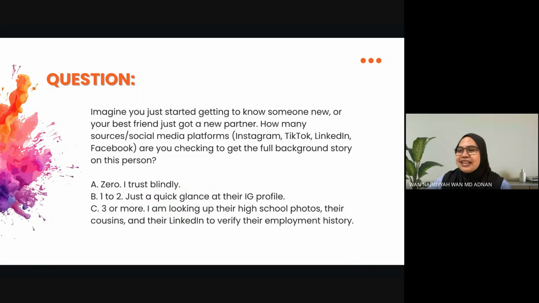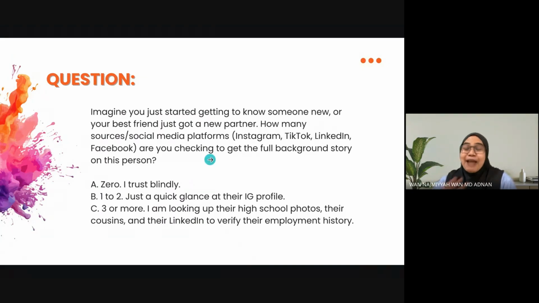Okay, Siti Zulaikha said B. Anyone else? C. Okay, Anim Najla said C. C. Oh, lots of C's, yeah? That's the truth, right? That's what you've been doing, checking more than one platform. Not more than one, I think it's more than 3 platforms. Because you're just getting to know someone new. Okay, a lot of C's going on. Keep them coming. Okay, I see lots of C's.